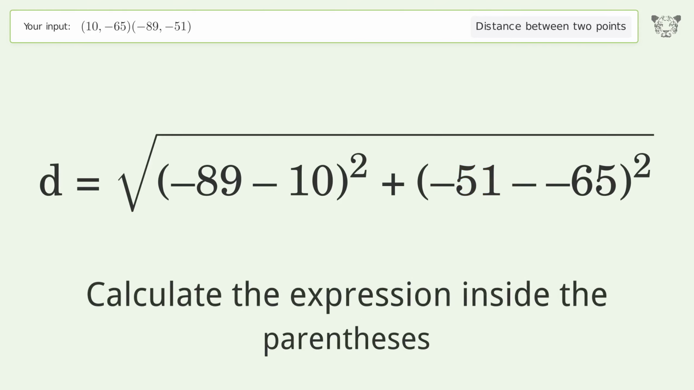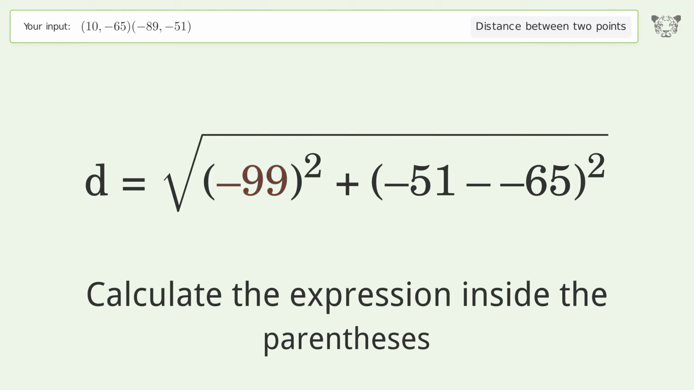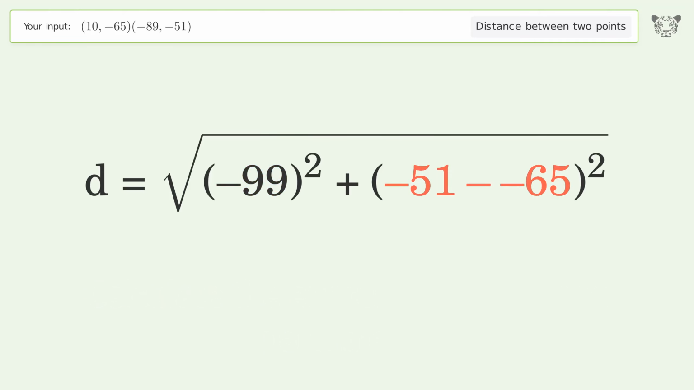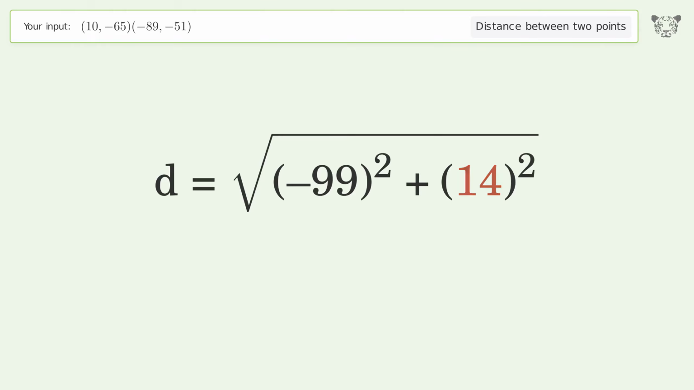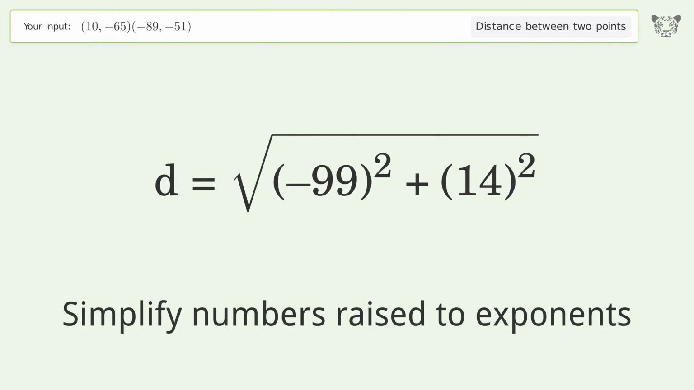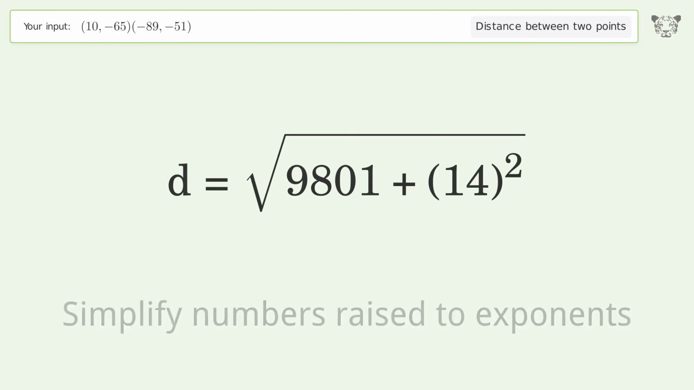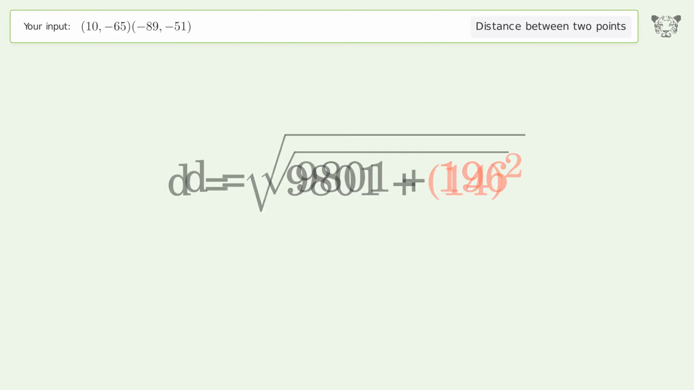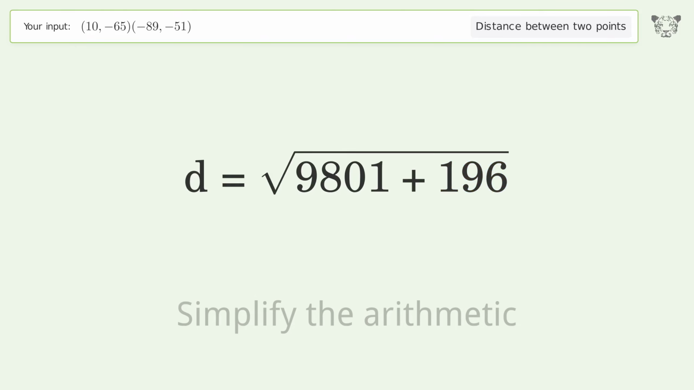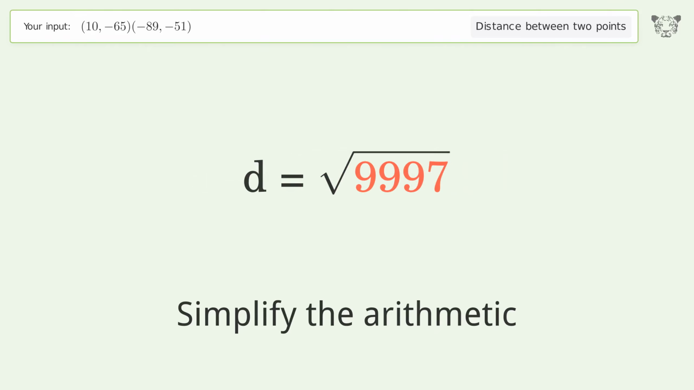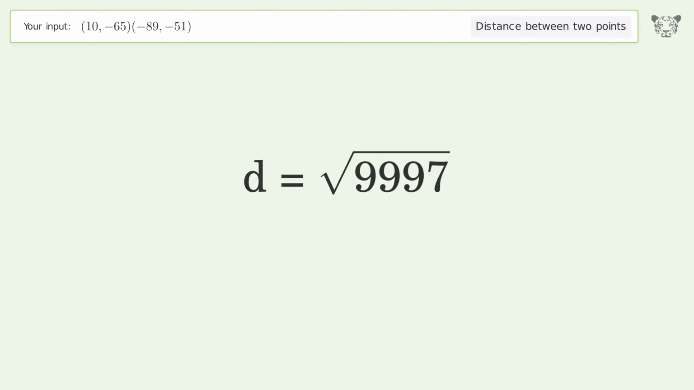Calculate the expression inside the parentheses. Simplify numbers raised to exponents. Simplify the arithmetic. And so the distance between the 2 points is the square root of 9,997, or 99.985.